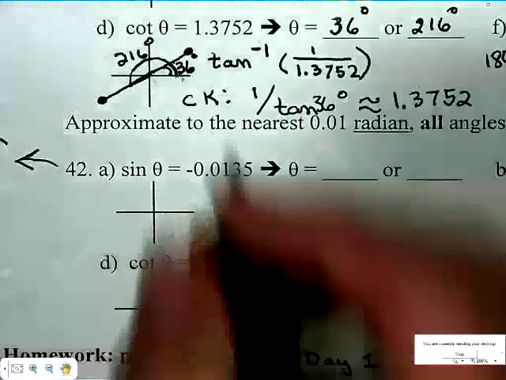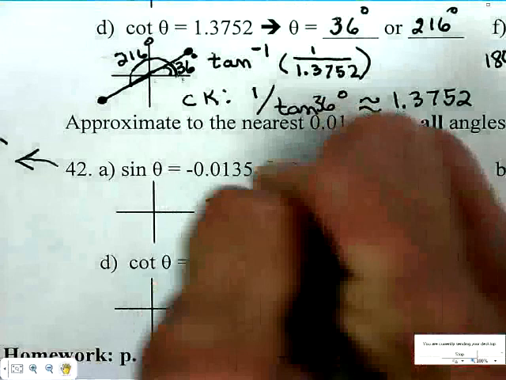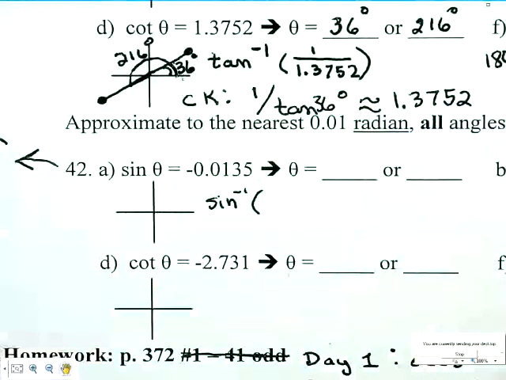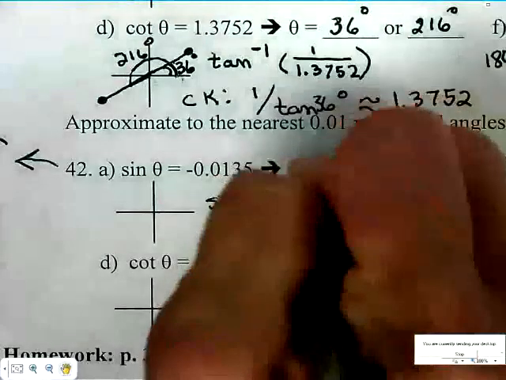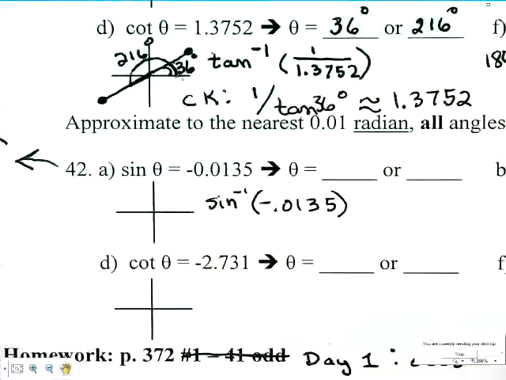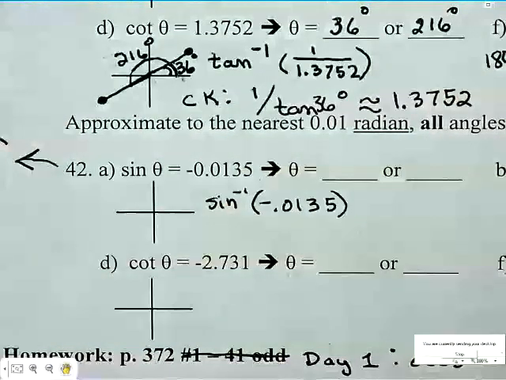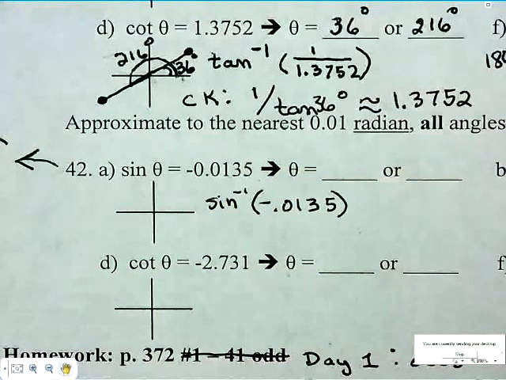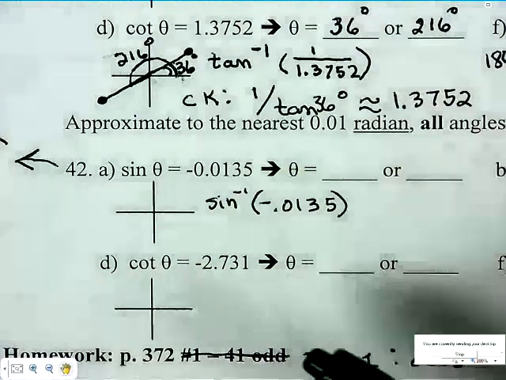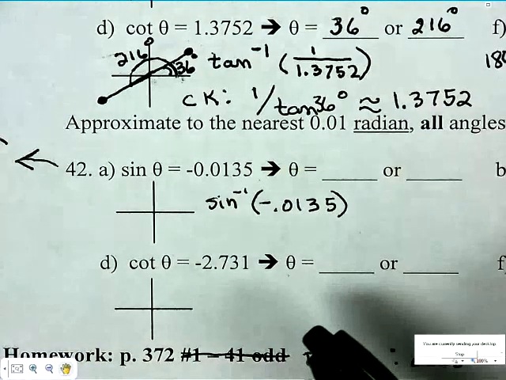All right, with the calculator in radian mode, tell me the angle whose sine is negative 0.0135. The angle whose sine. You have to use the inverse sine button to find it. I got negative 0.0135. Okay, but is that between 0 and 2 pi? It's not a number between 0 and 6.28.